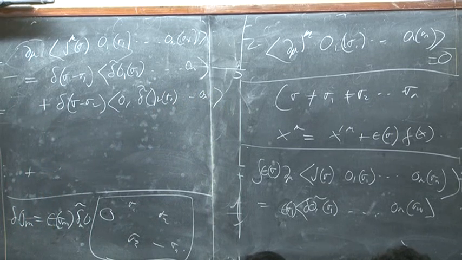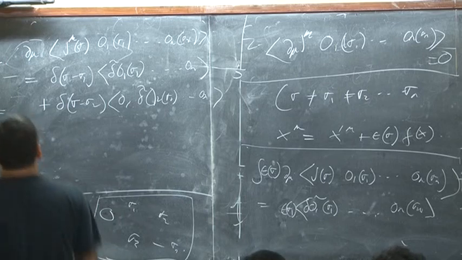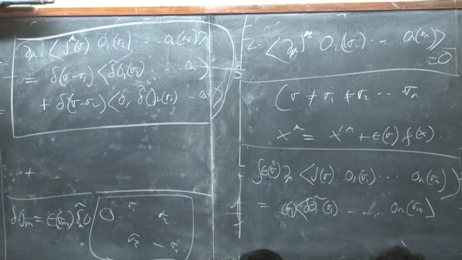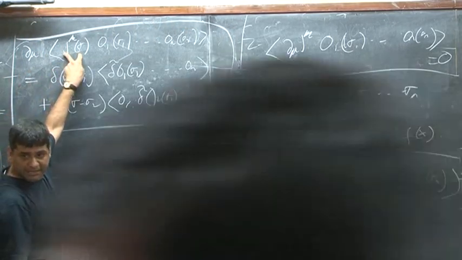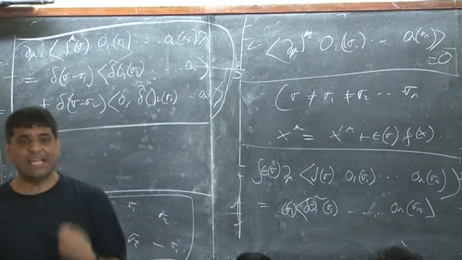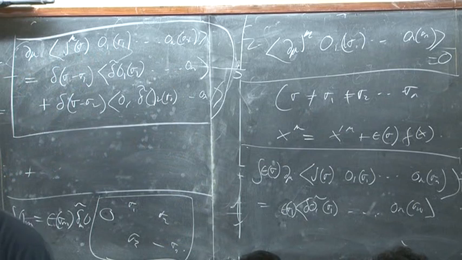Is this clear? This is now a relation for correlation functions involving the current and other operators. It is the generalization to the path integral of the statement that in classical physics del mu j mu is 0.